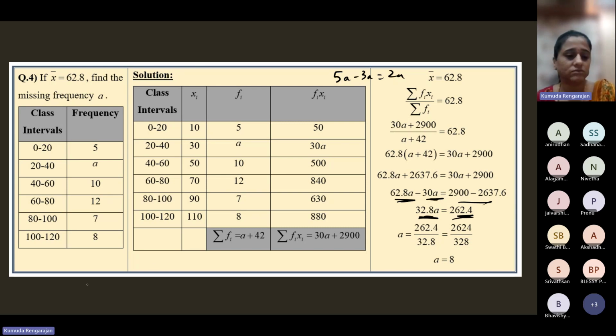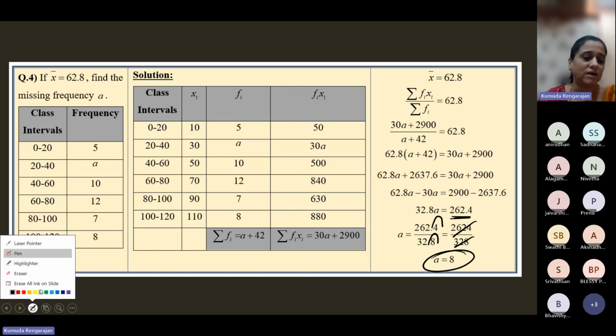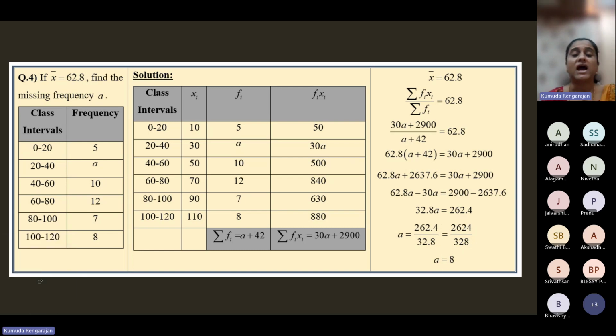So A is equal to, I don't think I have to explain ahead, 262.4 by 32.8. Shift the decimal point, so it becomes 2624 by 328. And you'll have to cancel. So I again repeat, canceling you cannot see here. So cancel, the value of A is 8. Yeah, please write down this. As you work, don't copy blindly. As you work, any doubt, please ask me immediately.